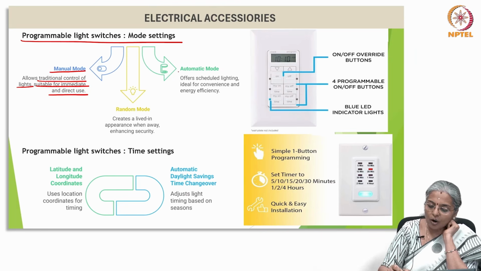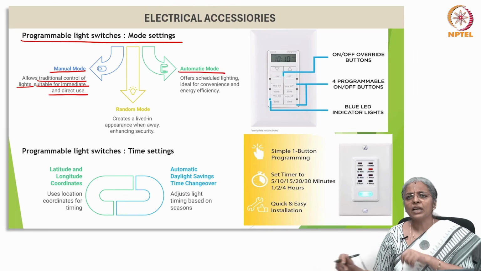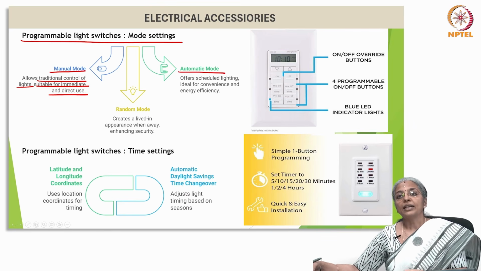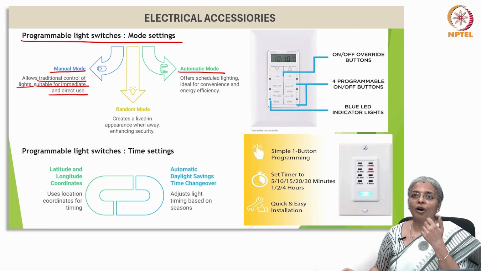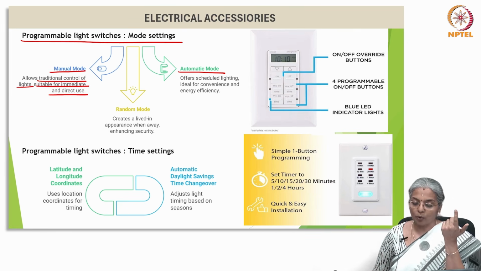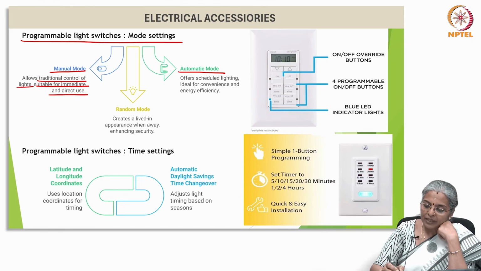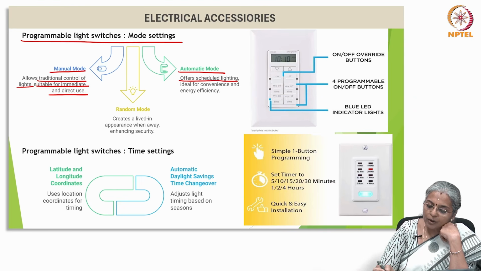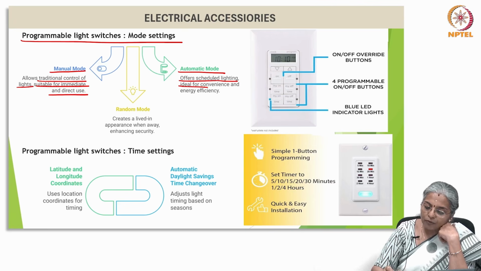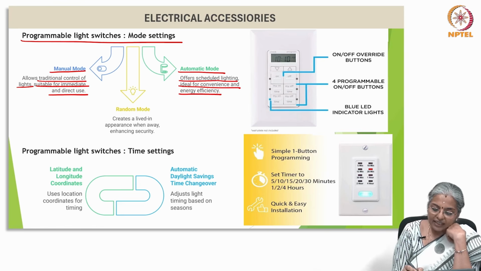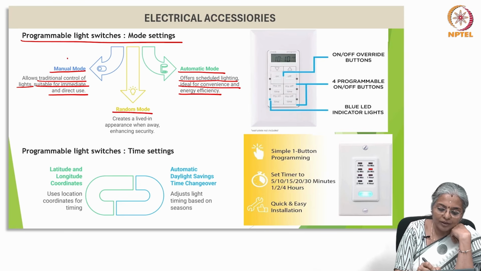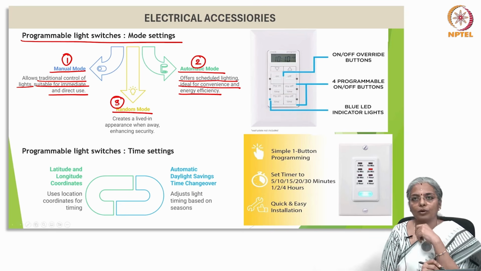The second is automatic mode. In this setting, we can turn the lights on and off according to the program that we have set. So, this offers scheduled lighting, which is ideal for convenience as well as energy efficiency. And third is the random mode. So, first is manual mode, second is automatic mode, and third is the random mode.